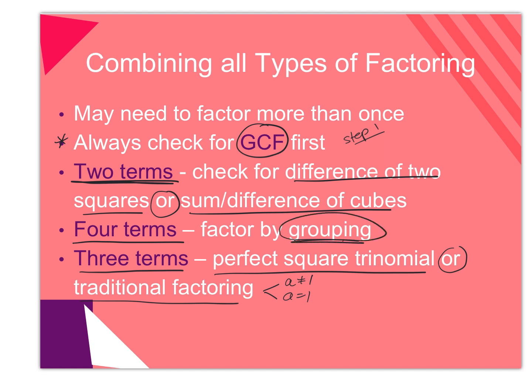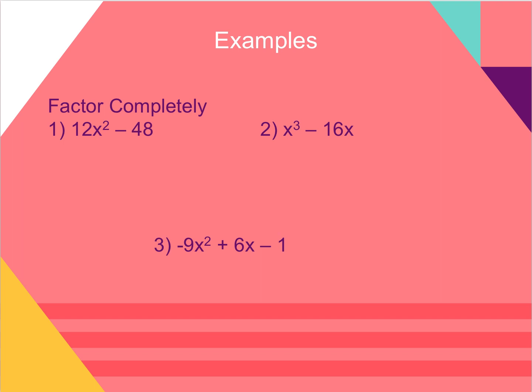Okay, so again, you've got to master each kind. With two terms, what are the patterns for sum and difference of cubes and difference of two squares? With grouping, you want to master the process. And with three terms, obviously, if you can identify the perfect square trinomials, you'll get your answer quicker. And if you have to do the traditional factoring, make sure that you know how to do both methods. Again, just remember your steps, remember what to look for, and remember the most critical, I think, is always remembering the GCF.